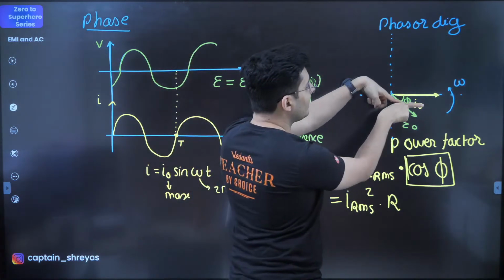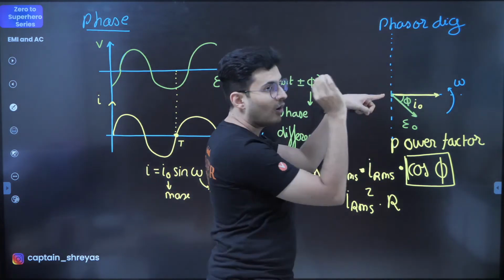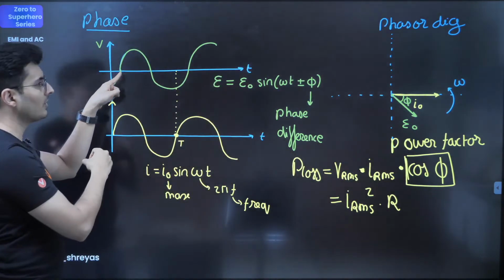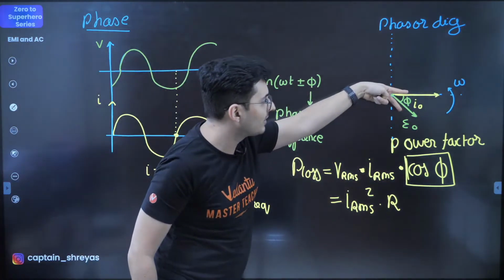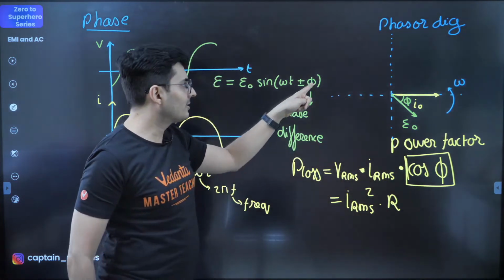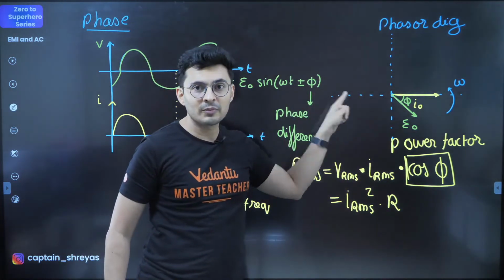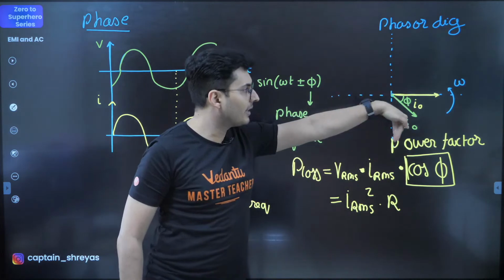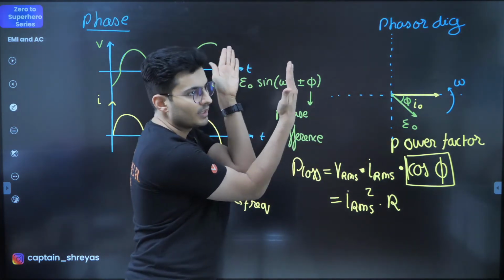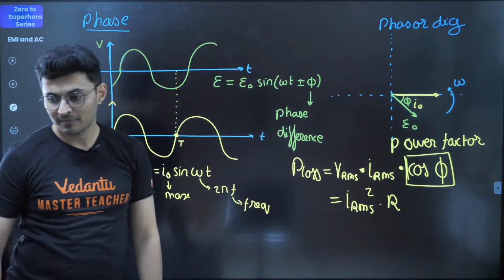After some time, when the green arrow mark comes here, the Y component will be 0, so it becomes 0. So there is this phase difference over here, that is phi, the same phi as shown over here. So the voltage is behind the current. Current is moving ahead of the voltage. That's the phase difference.